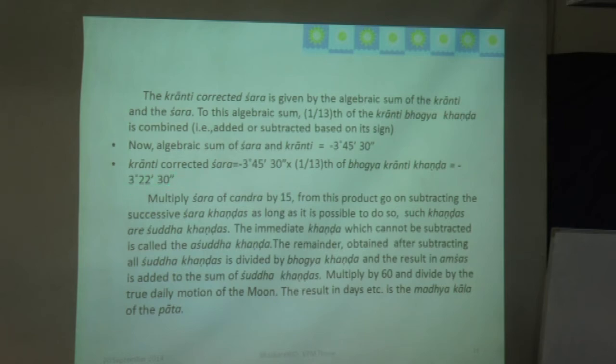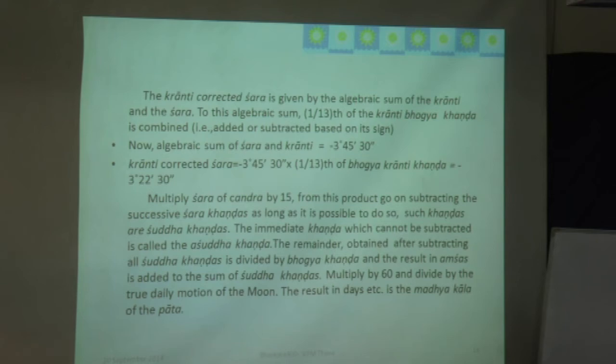Then to proceed with the next step, we multiply the Shara of Chandra by 15. From this product we go on subtracting the successive Sharakandas as long as it is possible. Such Kandas are called Shuddha Kandas, and the immediate Kanda which cannot be subtracted is called the Ashuddha Kanda. That is, from the Krantikanda table and the Sharakanda tables we keep on subtracting, and where we cannot subtract, it is called the Ashuddha Kanda.